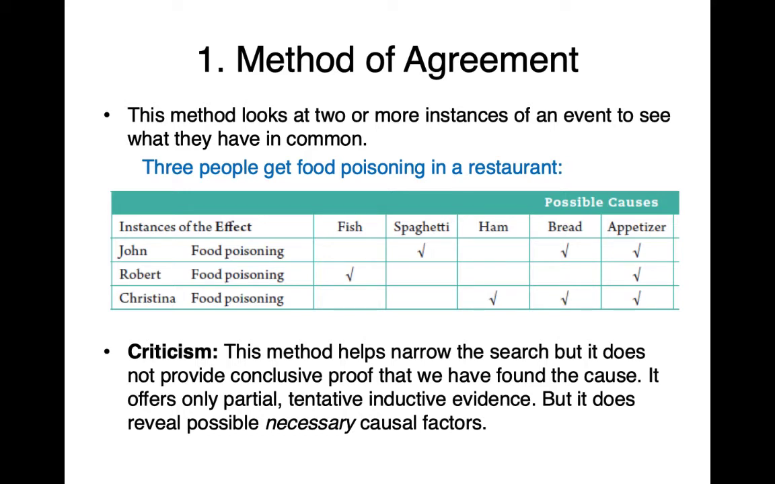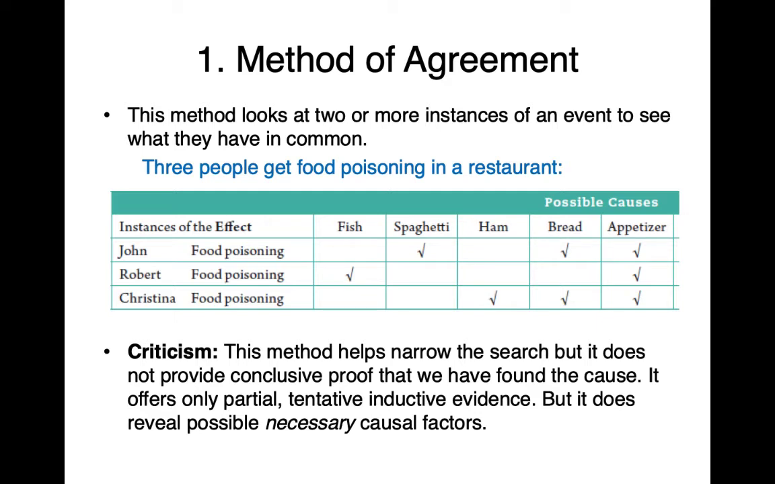So one criticism of this is that the method helps narrow the search for variables or factors, but it does not provide conclusive proof that we have found the cause. I mean, for that, you'd have to do something like get the people back to, it'd be hard to reproduce the circumstances, but you'd have to basically give people the appetizer and then see if they all get sick again.